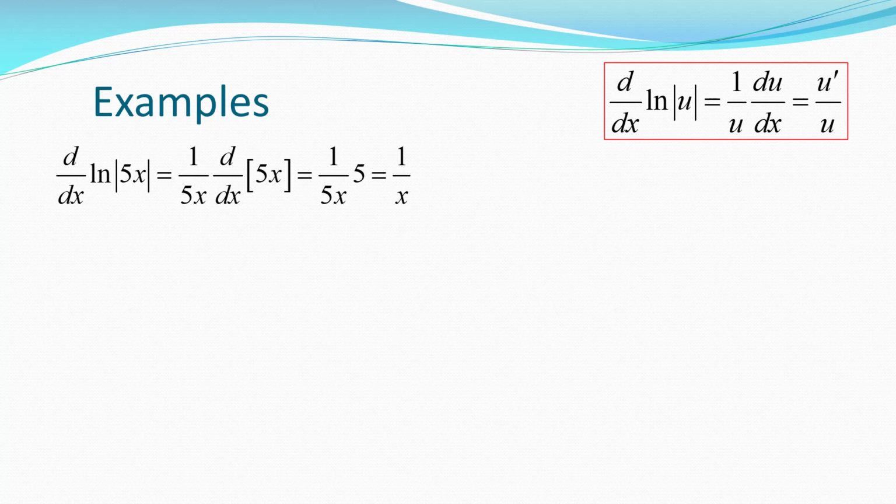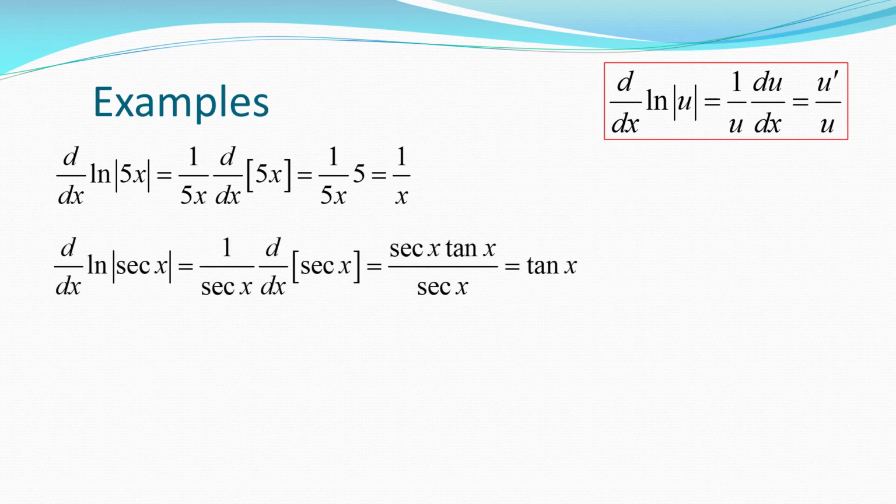Let's just practice it to make sure you understand what I'm doing. So the derivative of the natural log of the absolute value of 5x, forget the natural log, forget the absolute value, just drop them. Take the 5x, put it in the denominator, take its derivative, put it in the numerator. You would then have 5 over 5x, and that's 1 over x.